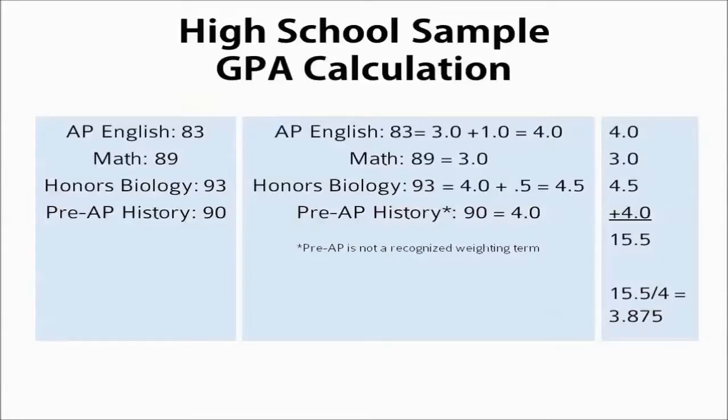Pre-AP History, the student has a 90. This is a 4.0 because we do not consider pre-AP as a recognized term for weighting. We're going to add these totals up, so we have 4.0, 3.0, 4.5, and 4.0, which would be a total of 15.5, and then divide by 4 for the weighted GPA of 3.875.